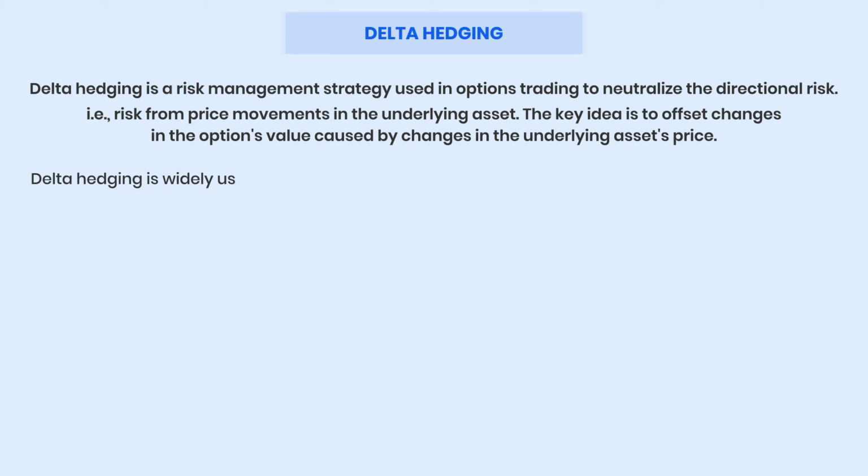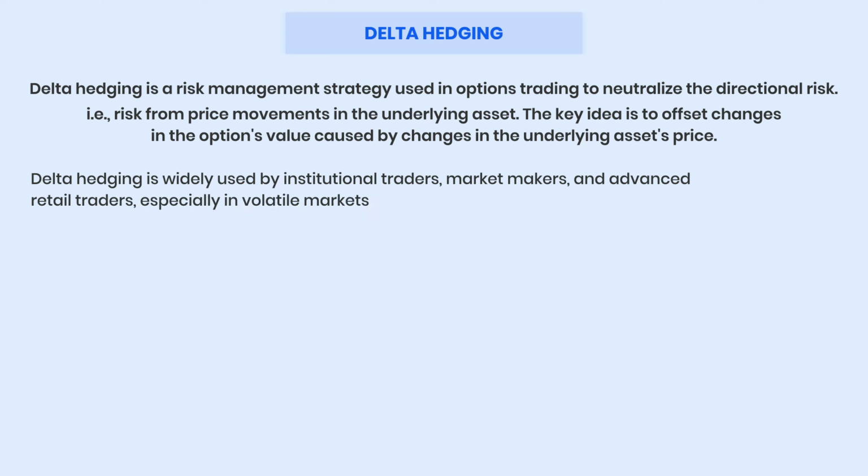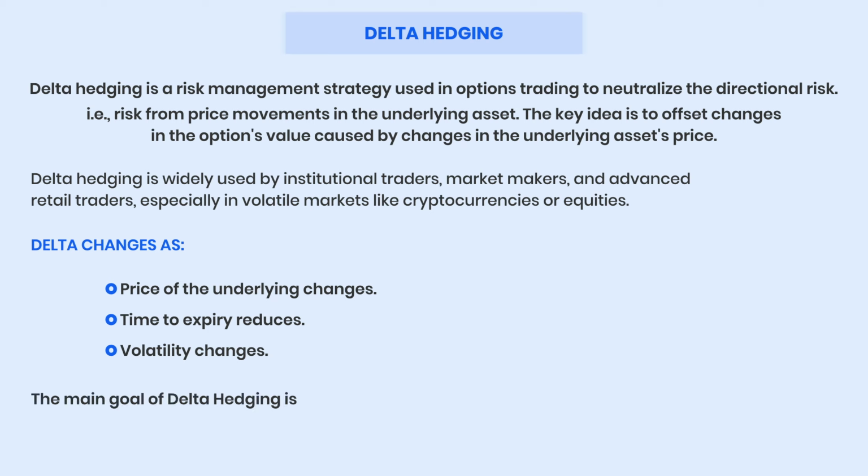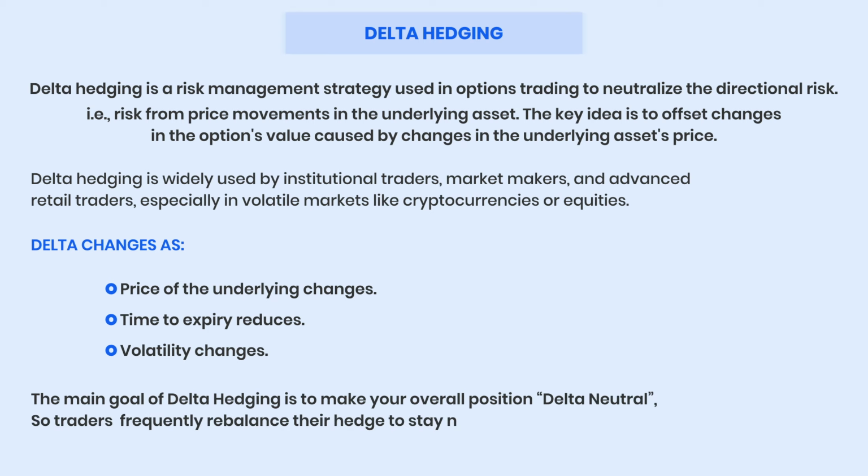Delta hedging is widely used by institutional traders, market makers, and advanced retail traders, especially in volatile markets like cryptocurrencies or equities. Delta changes as the price of the underlying changes, time to expiry reduces, and volatility changes. The main goal of delta hedging is to make your overall position delta neutral. So traders frequently rebalance their hedge to stay neutral.